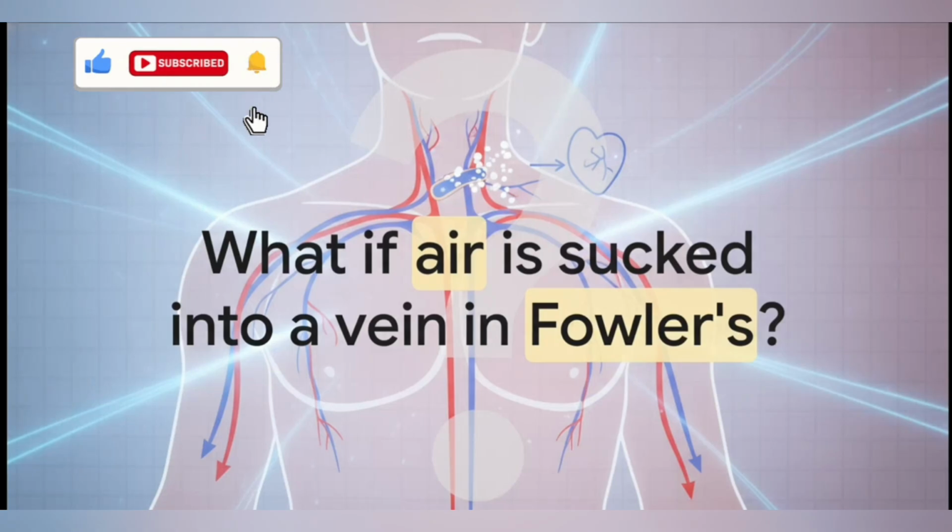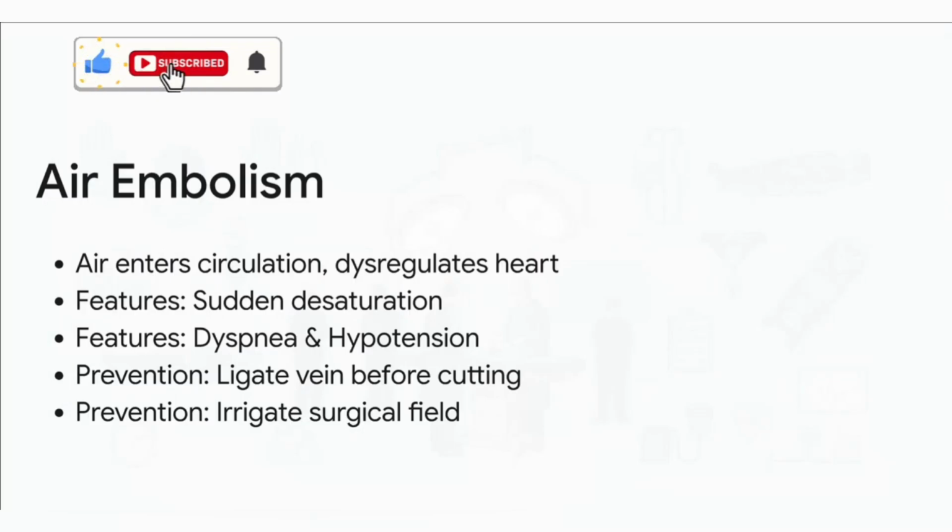Let's change the pace up a bit here because things just got real serious. Air embolism is an absolute intraoperative nightmare. So imagine you're doing a thyroid or neck surgery with the patient sitting upright in Fowler's position. Gravity is constantly pulling the venous blood down. Suddenly, 50 to 100 cc's of air is sucked right into an open vein. क्या होगा patient को table पर? Well, the moment that air enters circulation, it travels straight to the right side of the heart and creates an airlock. This completely dysregulates cardiac functioning. The clinical picture? The anesthetist is going to scream that there is sudden desaturation, severe dyspnea, and profound hypotension.